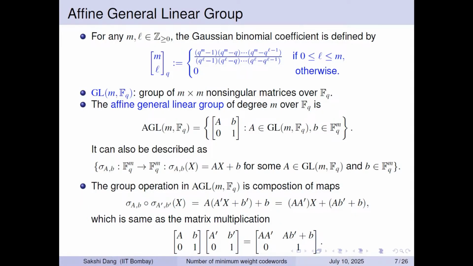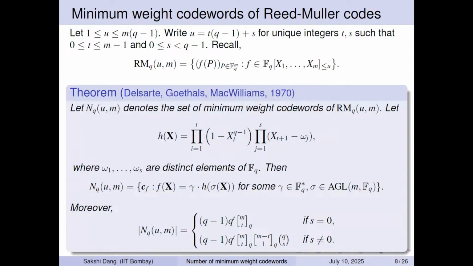Coming on to Reed-Muller codes. Delsarte, Goethals, and MacWilliams in 1970 gave a very nice characterization of minimum weight codewords of Reed-Muller codes, which says that every minimum weight codeword is given by evaluation of the polynomial f, where f is equal to gamma times h composed with sigma, where sigma is an element of the affine general linear group, and h has this nice form, the product for i from 1 to t of 1 minus x_i to the q minus 1, which is basically a product of linear factors again. Moreover, they also give this formula for the number of minimum weight codewords, which is purely combinatorial.